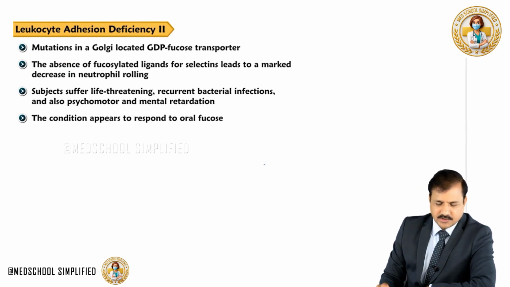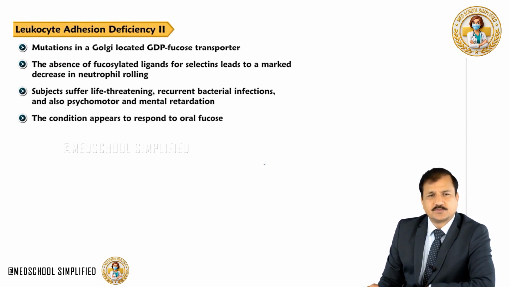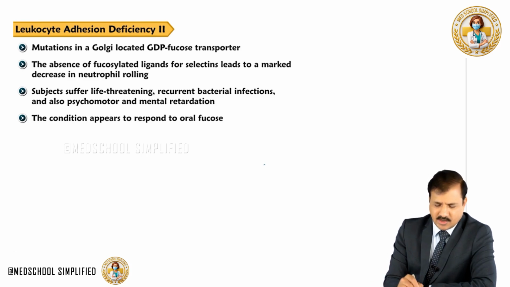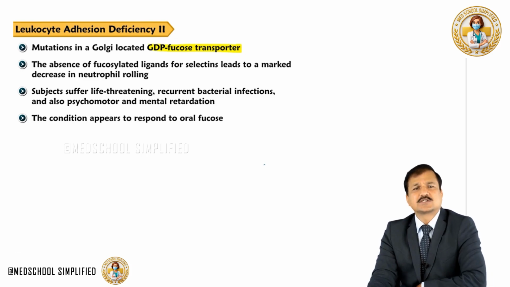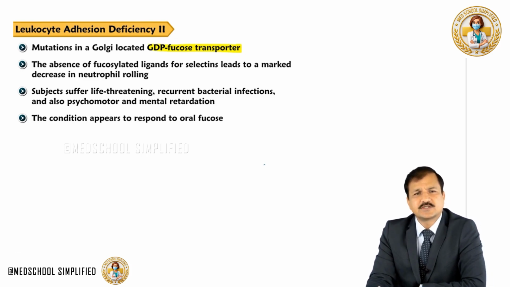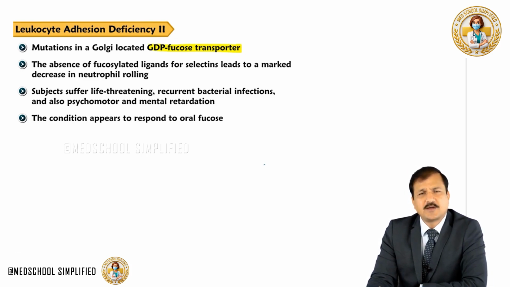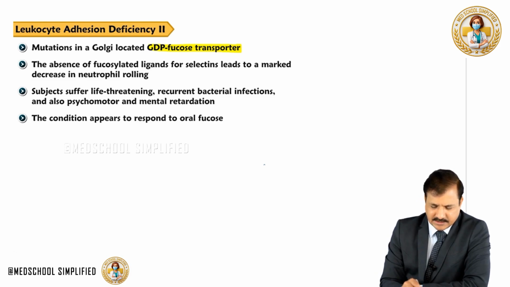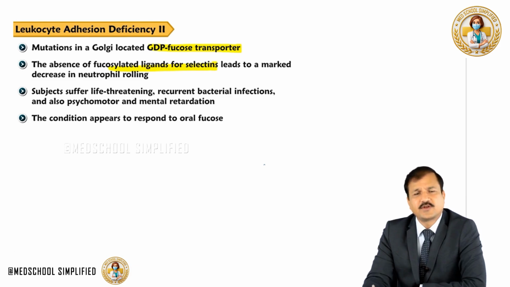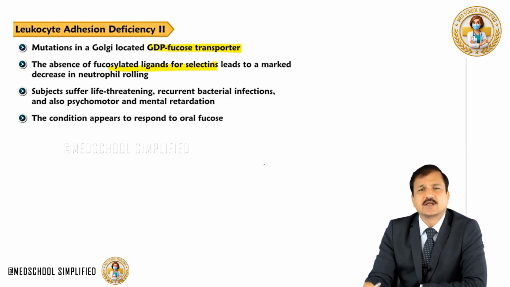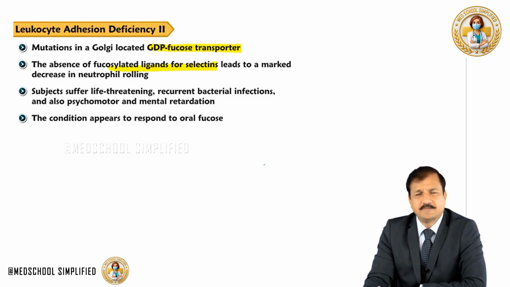Coming to leukocyte adhesion deficiency 2. A mutation in the Golgi-located GDP fucose transporter is the one that causes leukocyte adhesion deficiency type 2. So, absence of fucosylated ligands for selectins leads to a markedly decreased neutrophil rolling over the endothelium, because you need selectins for that process to go on.